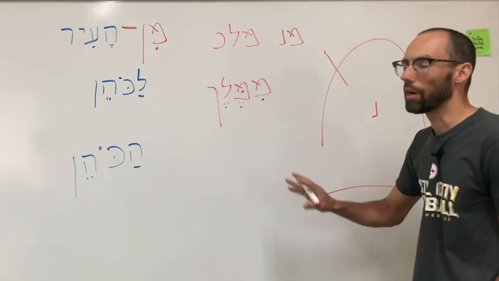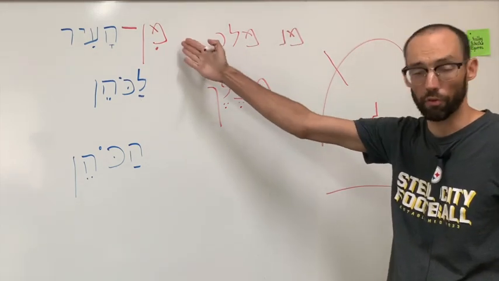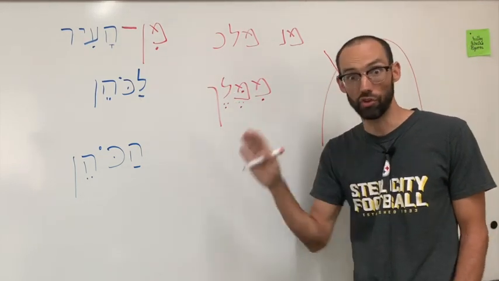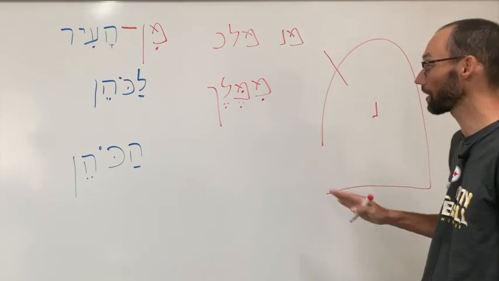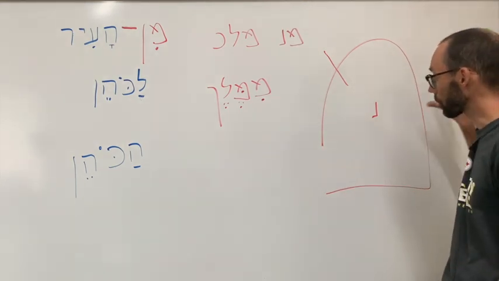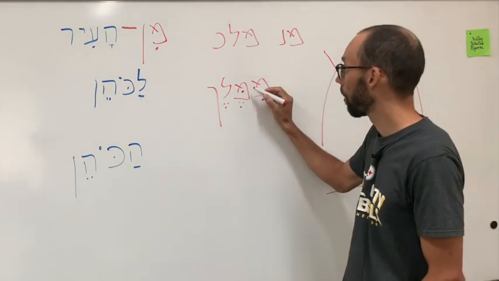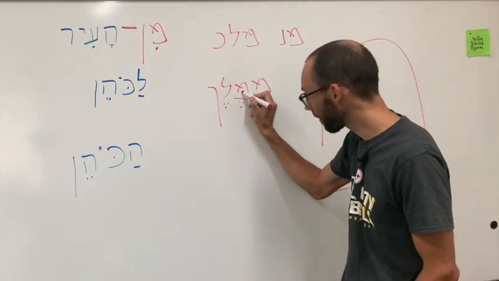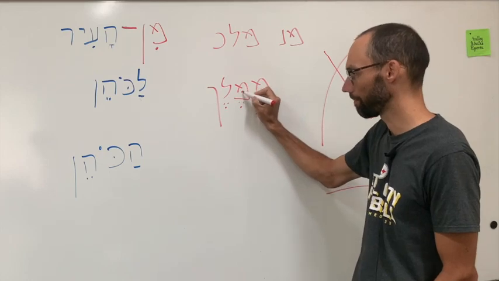So this is a rule to give you another preposition, a very common preposition, but it's also a general rule in Hebrew. Nun is a weak letter and it drops out and goes into the next letter. So where did our nun go in Melech? It went there and it doubled this next letter.